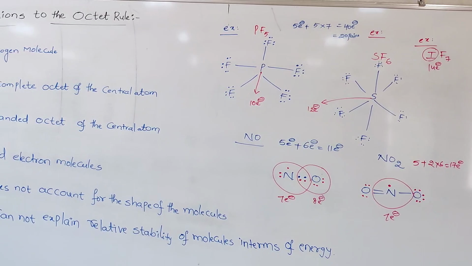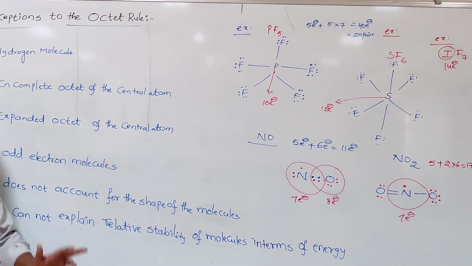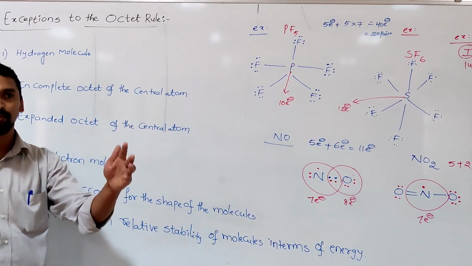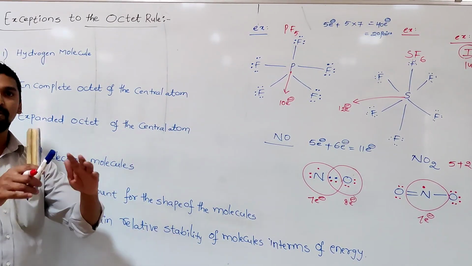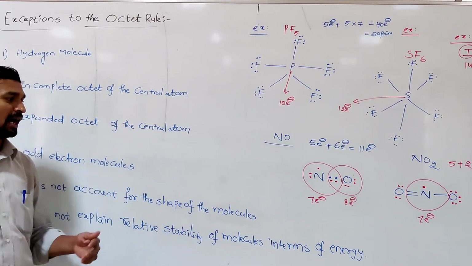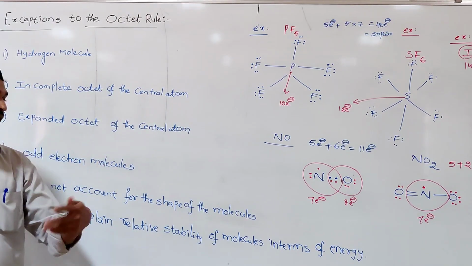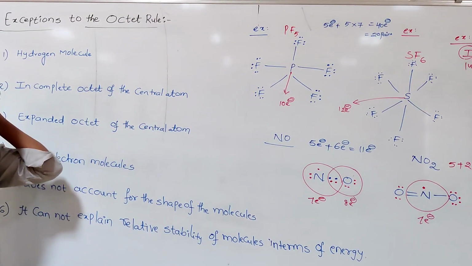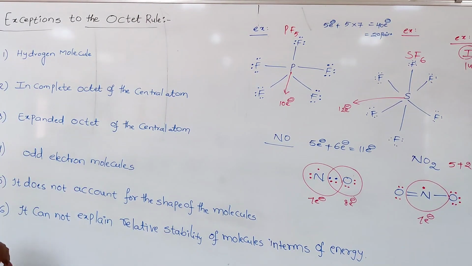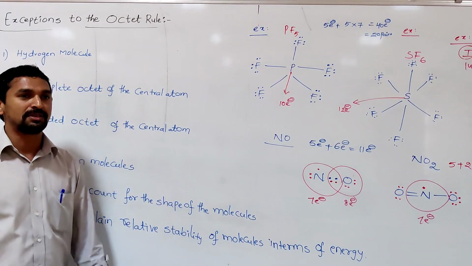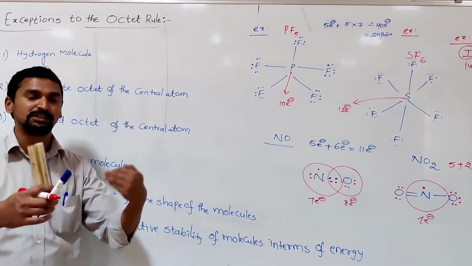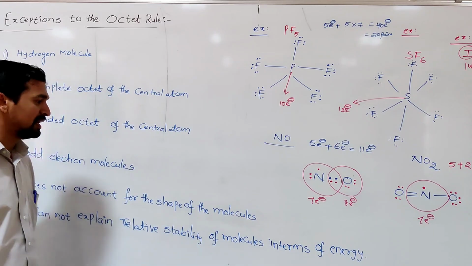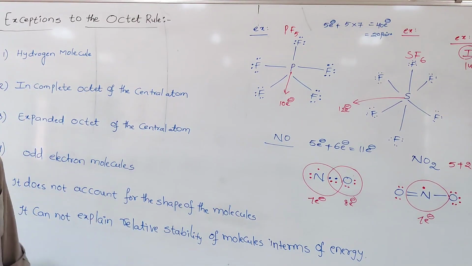And also, the octet rule nowhere speaks about the shapes of the molecules. It just gave an idea of how a covalent bond is formed between two atoms. While a bond forms between the two atoms, what type of structure they adopt is not explained by this octet rule. And also, whenever molecules are present, which molecule is more stable and which is less stable, that also could not be explained in terms of energy by this octet rule.